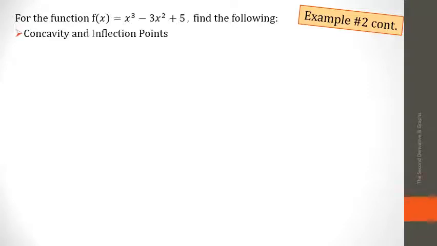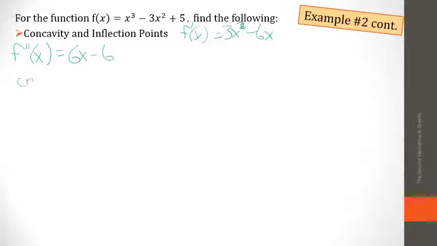This is example 2 continued, and we're going to look at concavity and inflection points. We are going to find the second derivative, which is taken off the first derivative. The first derivative again is 3x squared minus 6x, so our second derivative will be 6x minus 6.